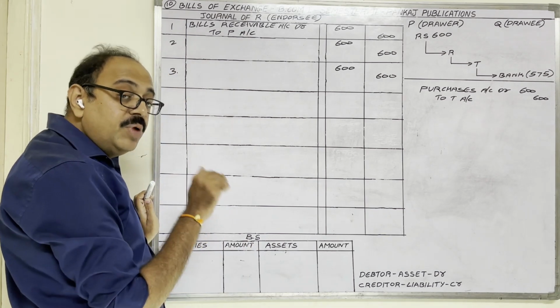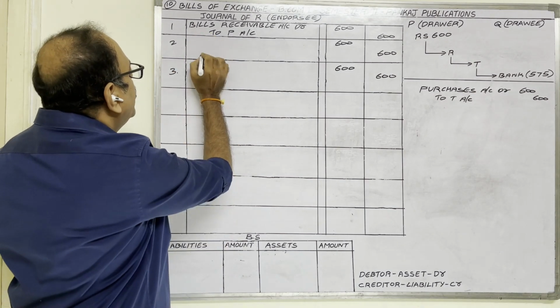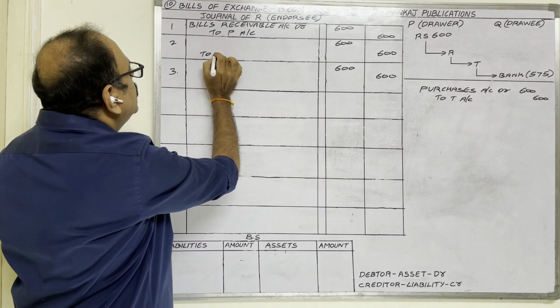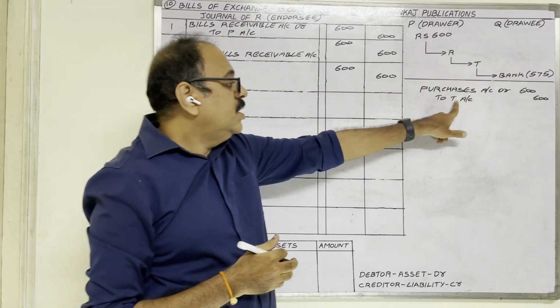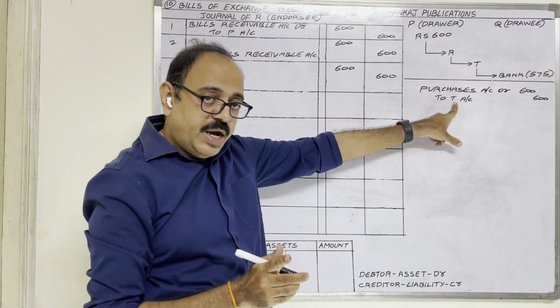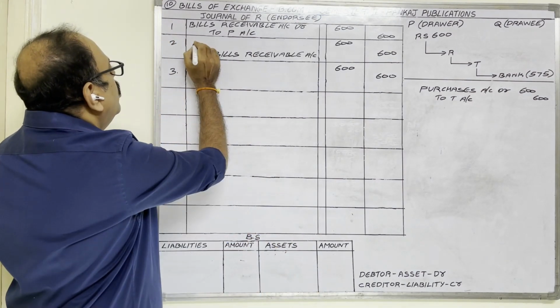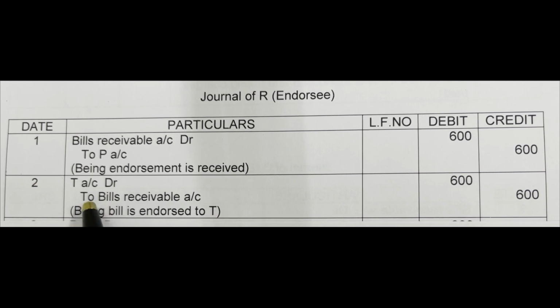How did we create bills receivable asset? By debiting. How to cancel? By crediting bills receivable account. Similarly, how did we create T creditor liability? By crediting. How to cancel? By debiting. T account we should debit, amount 600. Second entry, T account debtor to bills receivable account 600. Being bill is endorsed to T.